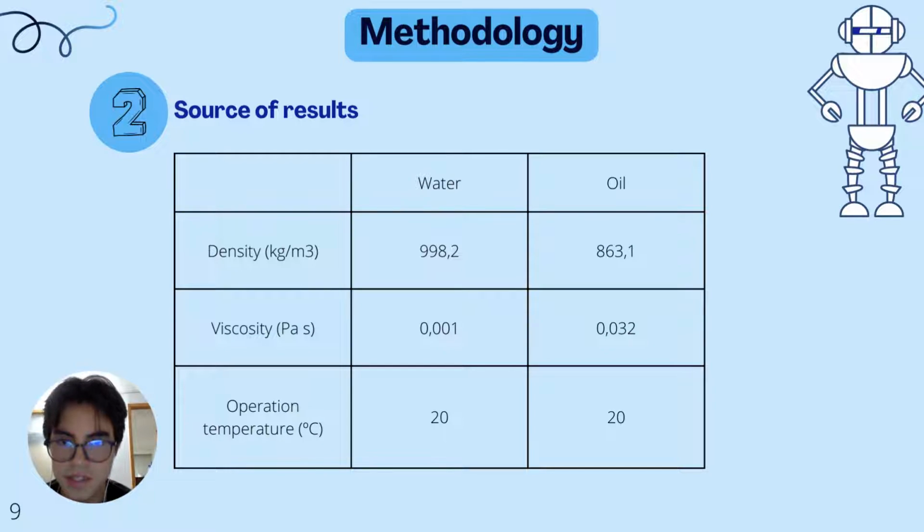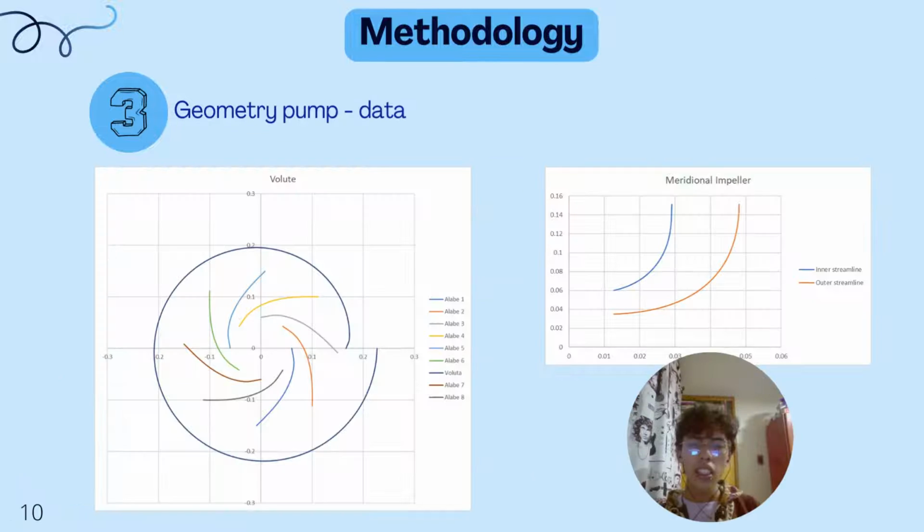In the second part of the methodology, we have the source of results. We start from data that are the density, viscosity, and operation temperature of water and oil. And with this, we can do the design of the pump.